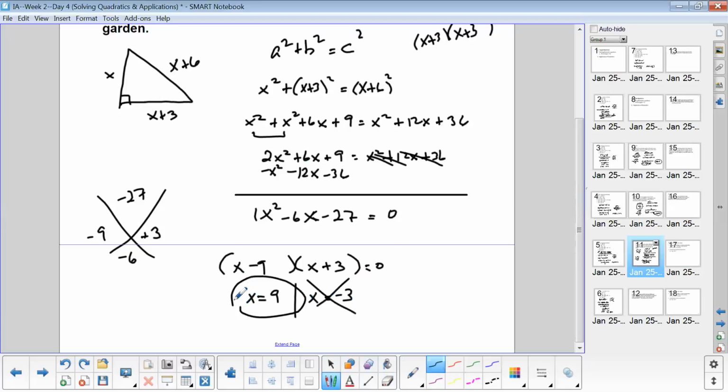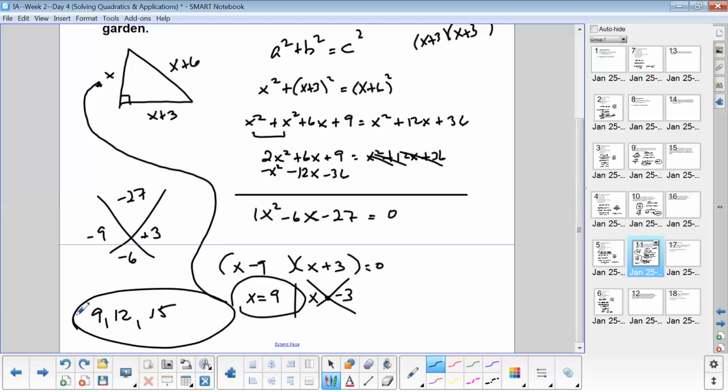So what does this mean? This means 9 is the short side. So it will be a 9. 9 plus 3 is 12. And 9 plus 6 is 15. This is a 9, 12, 15 right triangle.